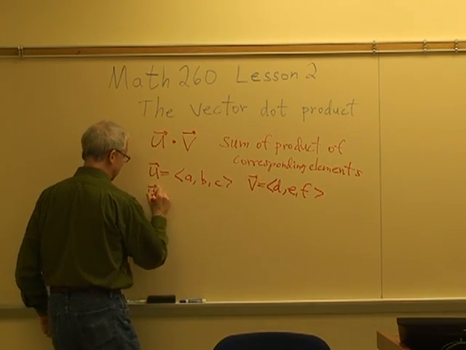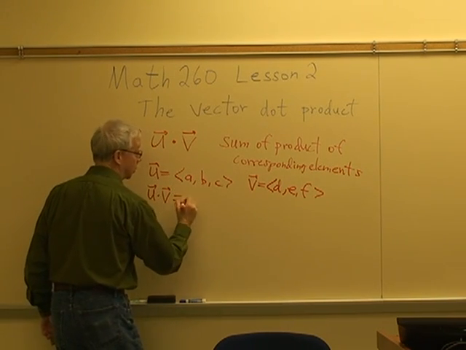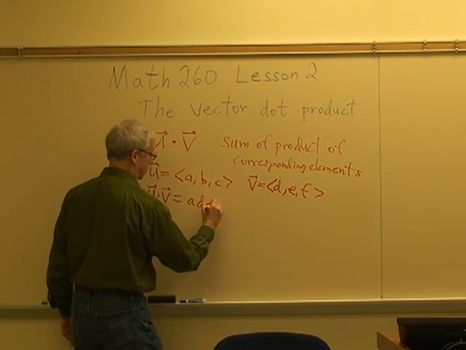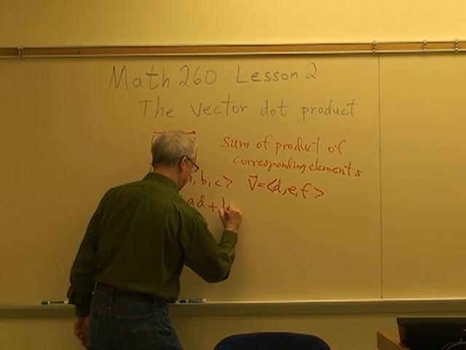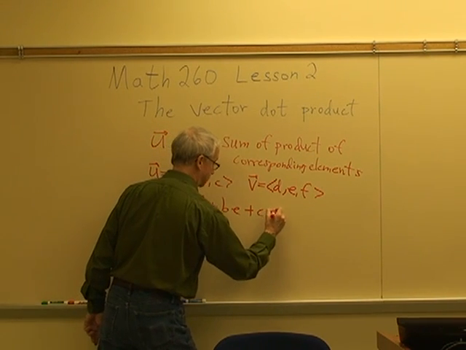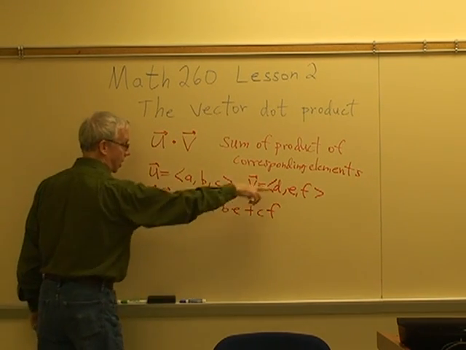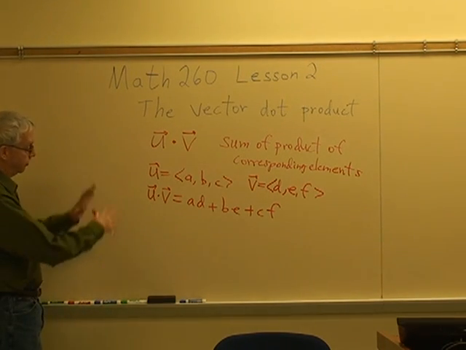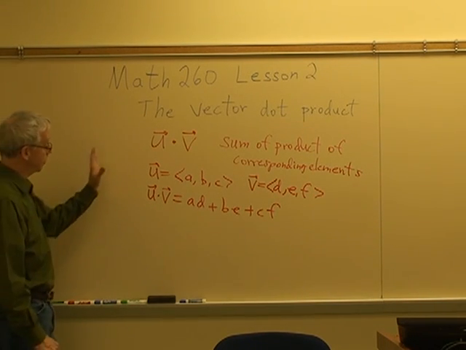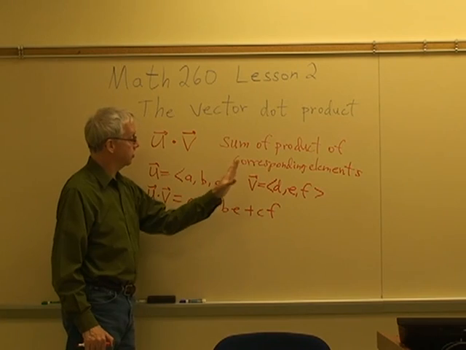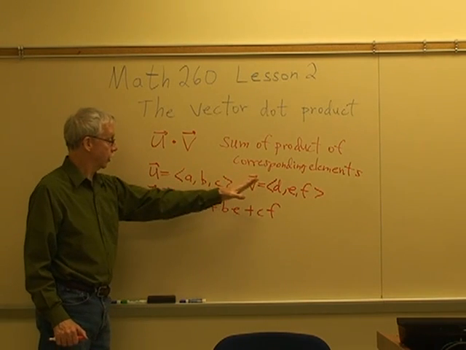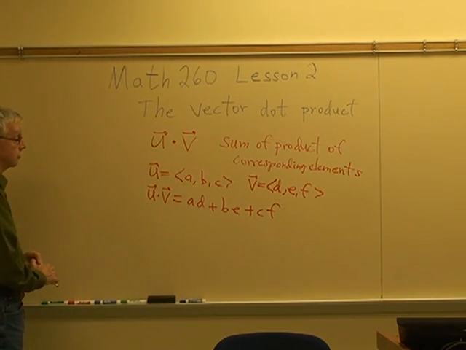Then the dot product is the sum of the product of the corresponding elements. So U dot V would be A times D plus B times E plus C times F. The sum of the products of the corresponding elements. And similarly for 2 dimensions or 4 dimensions or 17 dimensions. So this is how we compute the dot product, and its most important basic property is that this answer will be 0 if the two vectors are 90 degrees apart or perpendicular.